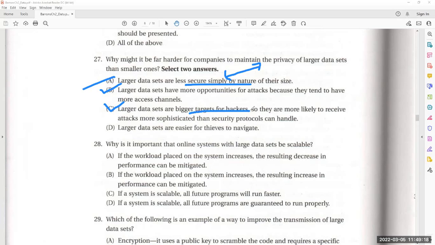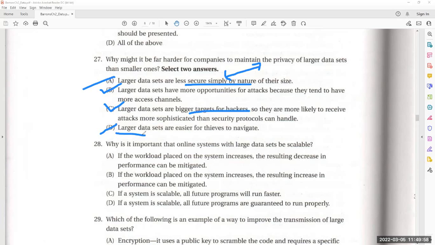State Farm's data, insurance data, people have more interest to hack it. Citibank's data, people have more interest to hack it than my home account, right? Okay, so C is also correct. D, larger sets are easier for safe navigation. No, because it depends on the security measures. So D is wrong. Is that okay so far for this problem?